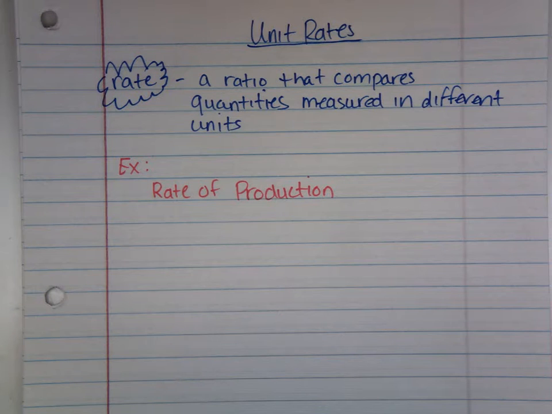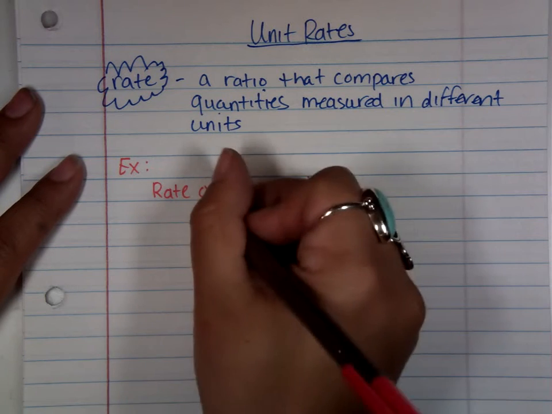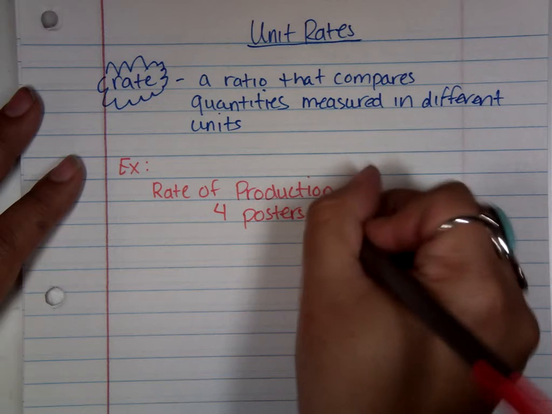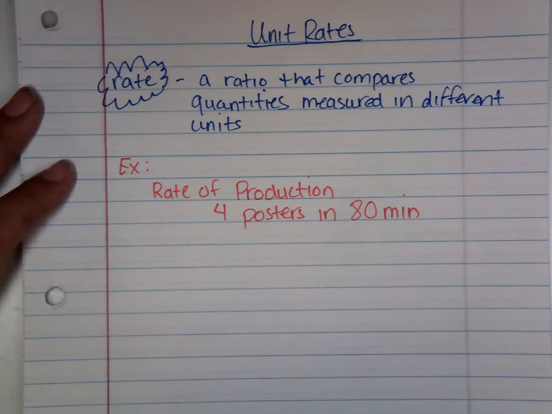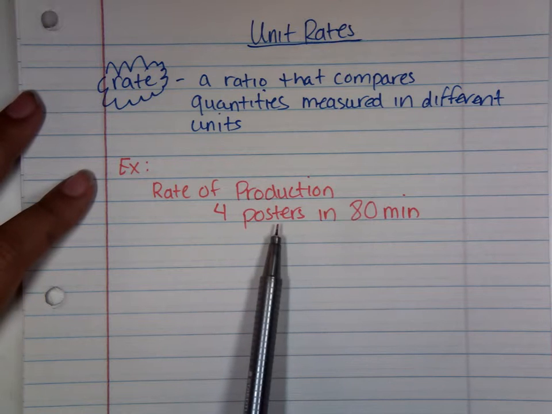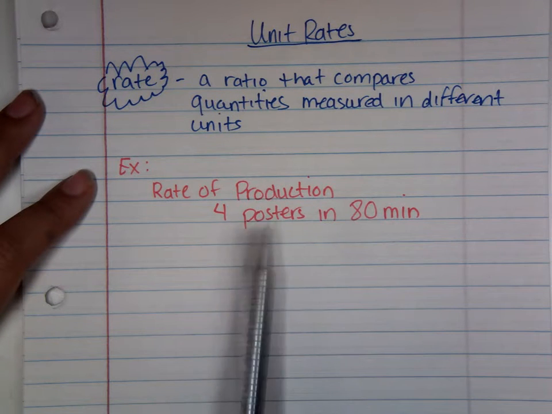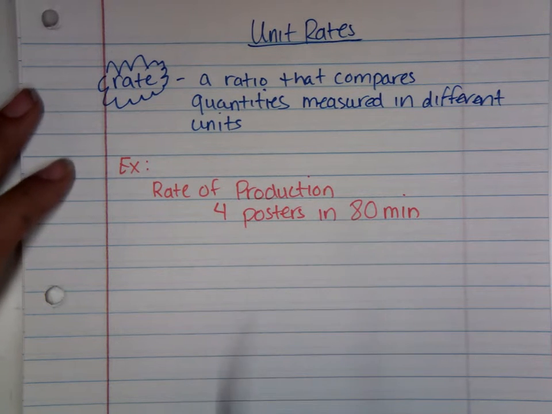So for example, one rate of production we could say is 4 posters in 80 minutes. This is a rate. We're talking about posters compared to minutes. This is how they're different. 4 posters in 80 minutes, and posters and minutes are 2 different units.